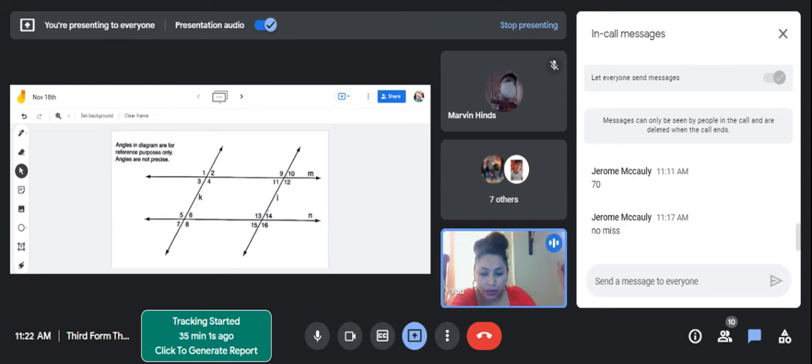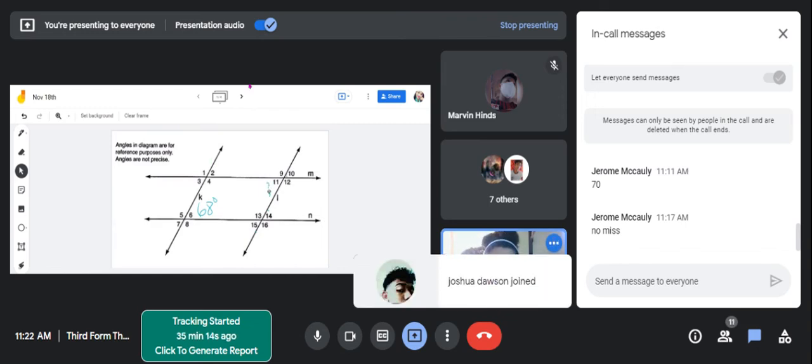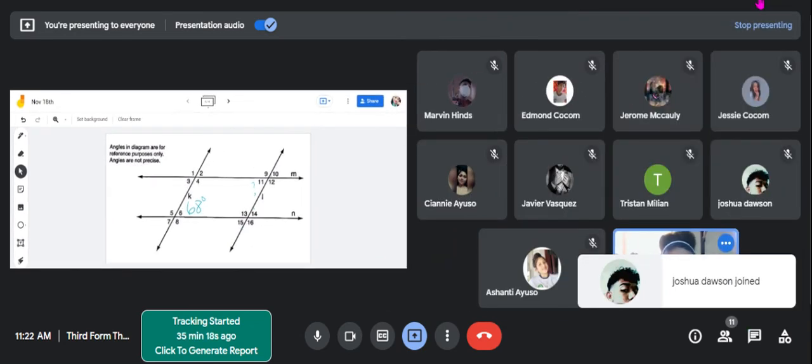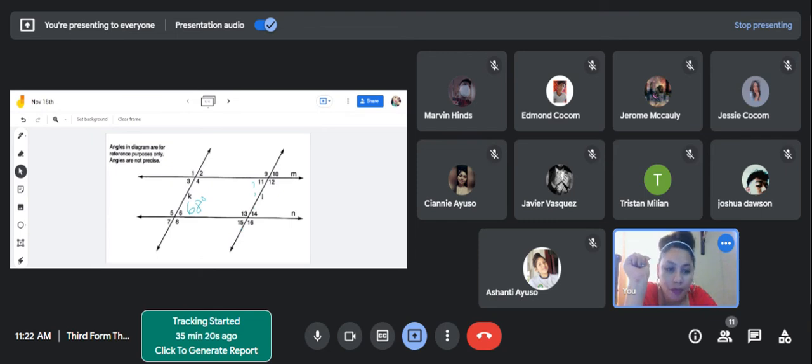Number 16, guys. Number 17. Number 17 says that angle 6 is 68 degrees. No, angle 11. That is what we have to find. Where is going to be angle 11? Anybody wants to give it a wild guess? It should be 68, yes? No, it's not going to be 68.